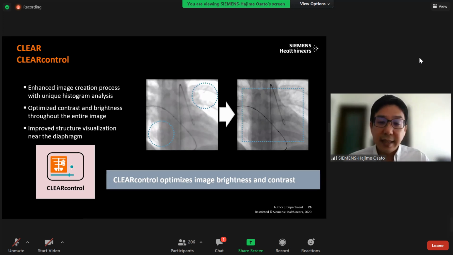As I said in the CARE profile explanation, filtering is also important to avoid halation. But we can also use Clear Control together, so it makes better image quality. This is available for all 2D imaging, I mean fluoroscopy and acquisition mode.